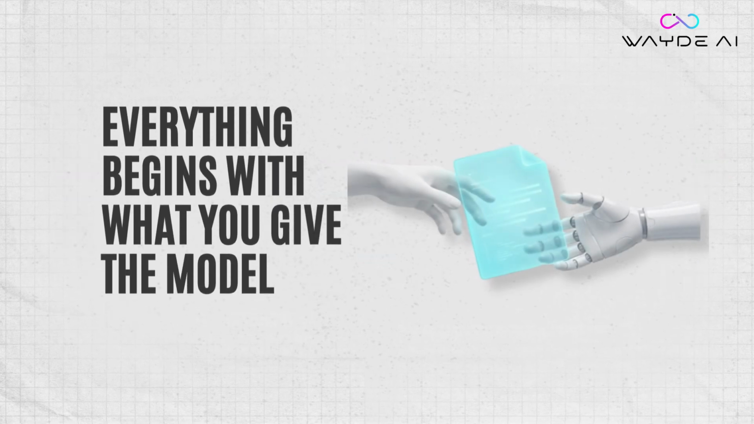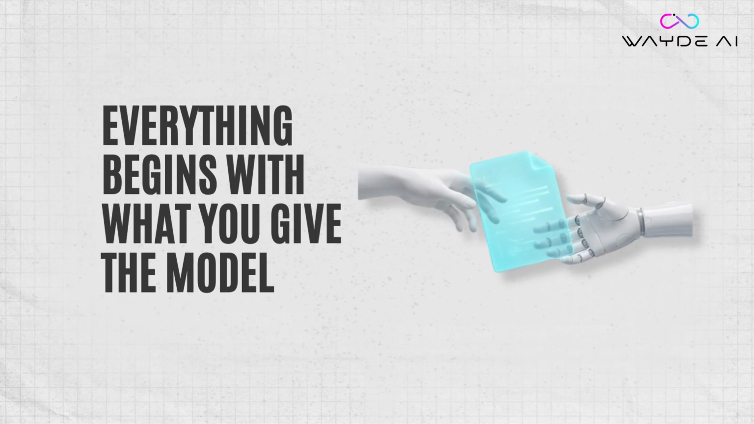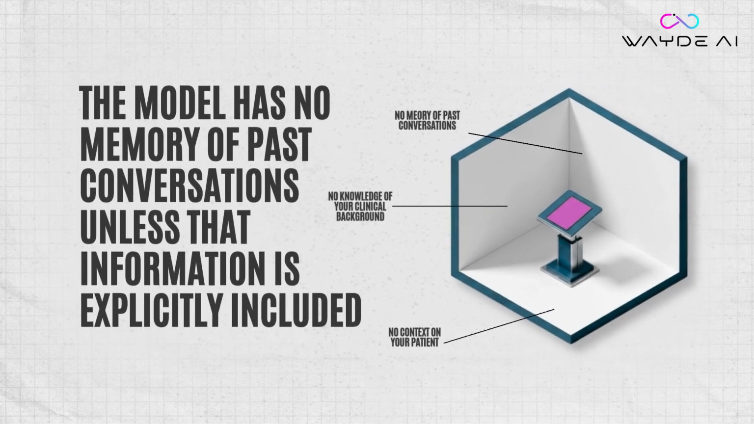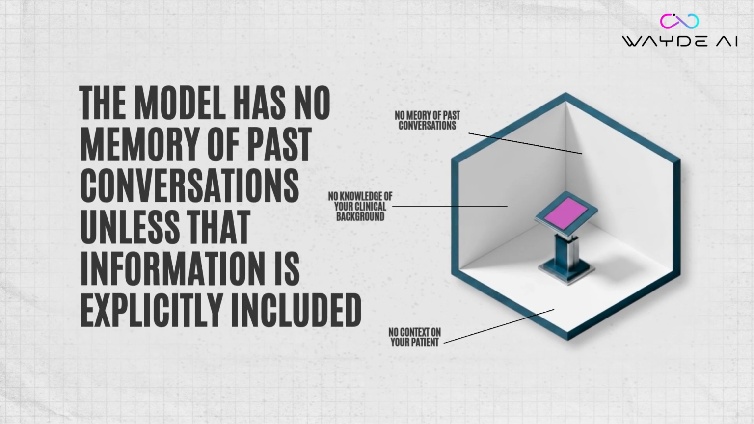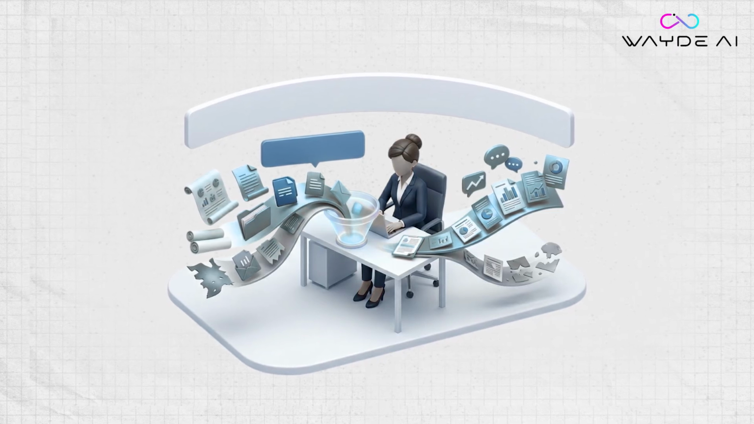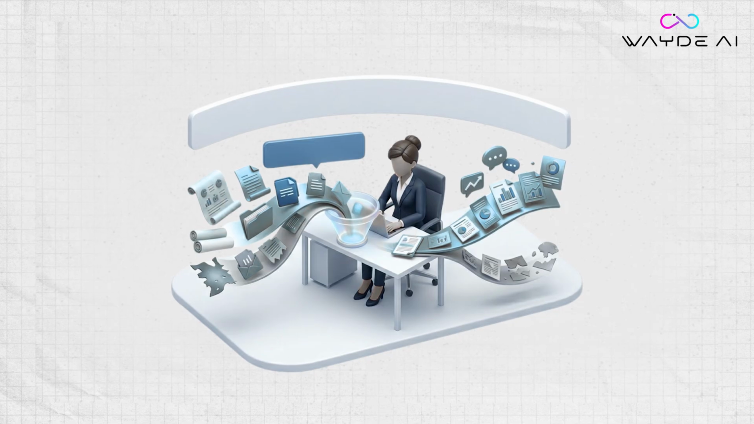Everything begins with what you give the model, your prompt. Your question, instruction, or request is the starting point for everything that follows. And it is important to understand what the model actually works with. It works only with the text that is currently in front of it. The model has no memory of past conversations unless that information is explicitly included. It does not know your clinical background, your specialty, your patient population, or the context behind your question, unless you tell it. Think of it like a highly capable consultant who has never met you, has no access to your records, and is working only from what you hand them in the room.